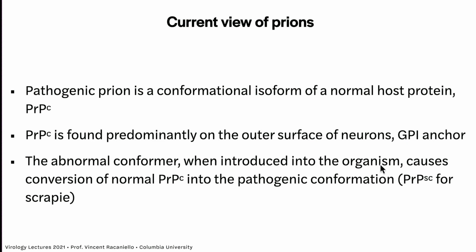We don't know what it's doing, but the abnormal conformer, when introduced in the organism, causes the PrPC to convert to the pathogenic conformation, which is called PrPSc, in honor of scrapie, even though scrapie has nothing to do with this anymore, right? Or ever did. It's just because that's where we discovered this abnormal conformation. So you all have a protein in you called PrPC, and very rarely it may get converted to PrPSc, and then you develop a TSE.